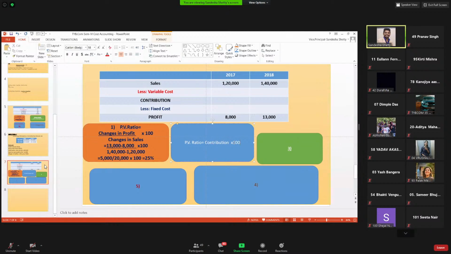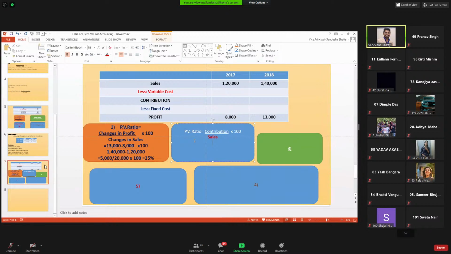Now don't say, sir, the PV ratio is done. Still we are using this formula, not to find the PV ratio, but to find the contribution. Please remember, still we are using this formula to find contribution. Is it okay, students? Yes, because we have easily got the PV ratio.